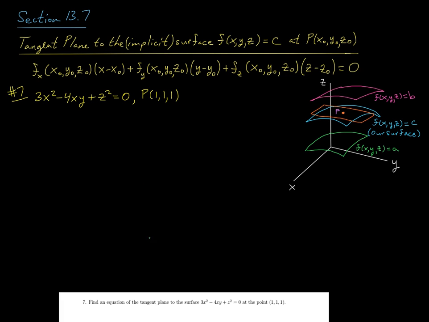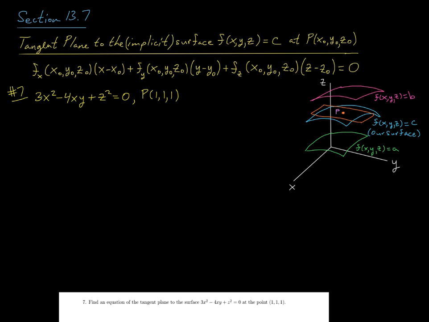All right, in this last video in 13.7, we'll look at question number 7, which says to find an equation of the tangent plane to the surface 3x squared minus 4xy plus z squared is equal to 0 at the point (1, 1, 1). Okay, so up at the top here I have a general formula which is going to tell us how to find the tangent plane to any implicitly defined surface.